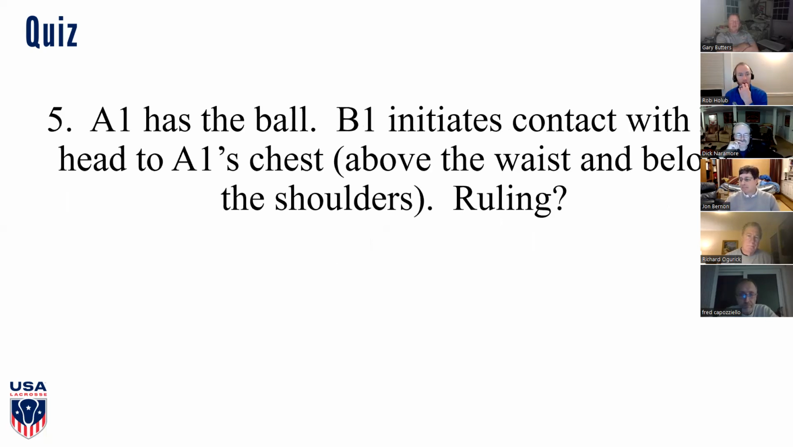And then scenario 5, this one hopefully is a little bit easier, right? A1 has the ball, B1 initiates contact with his head to A1's chest, above the waist and below the shoulders. Spearing. Considered spearing. Locked in. And this is because John updated the NFHS versus NCAA comparison. So what do we have? What's the ruling under NFHS?